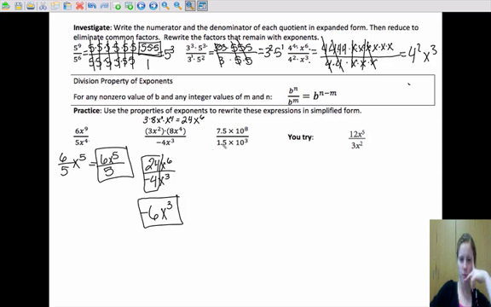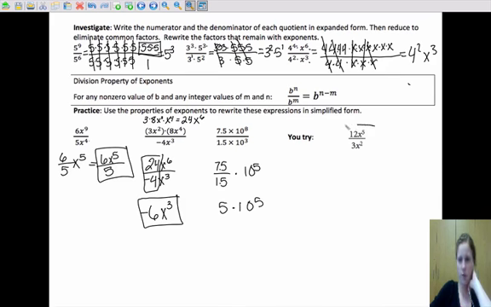Over here, we have 7.5 divided by 1.5 times 10 to the 8th over 10 to the 3rd. Okay, we're going to learn about this next time. These are actually two numbers written in scientific notation. But again, we can treat 10 as a variable or as anything. This is going to be 7.5 divided by 1.5 times 10 to the 8th divided by 10 to the 3rd, which is going to give us 10 to the 5th. If we actually want to figure out 7.5 divided by 1.5, then that's going to be 5 times 10 to the 5th.